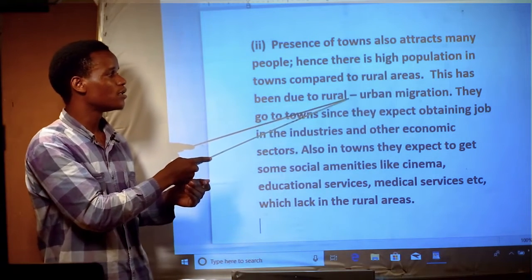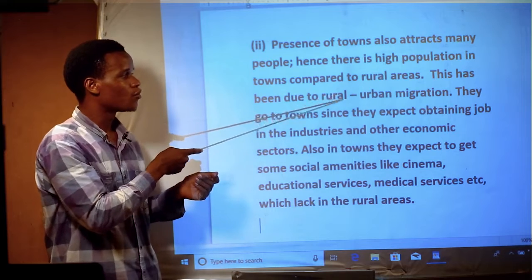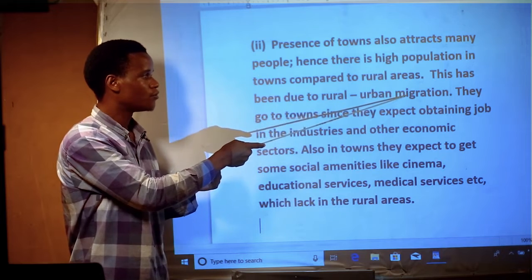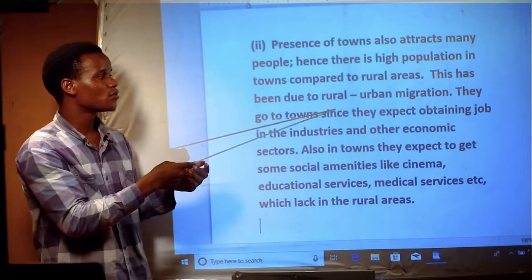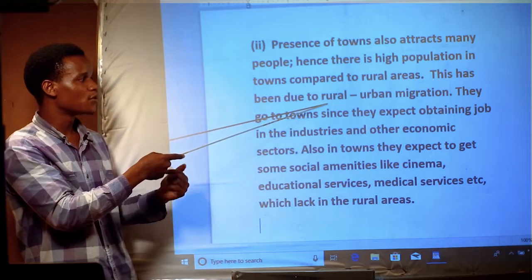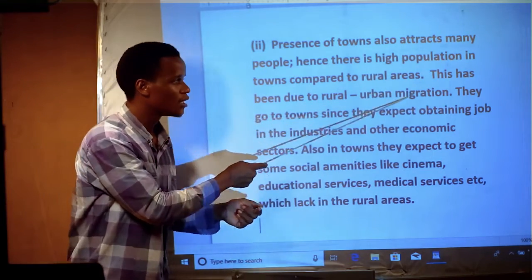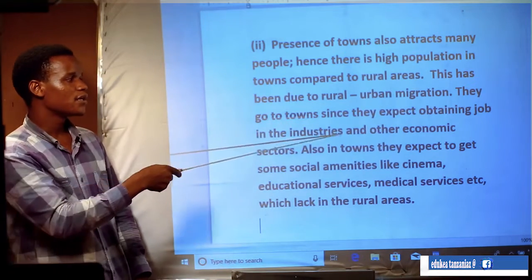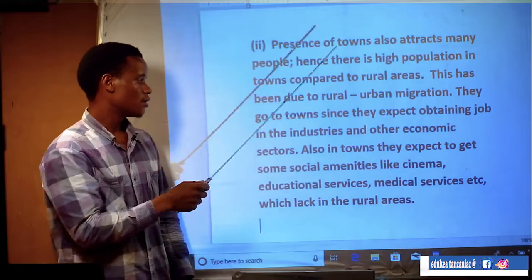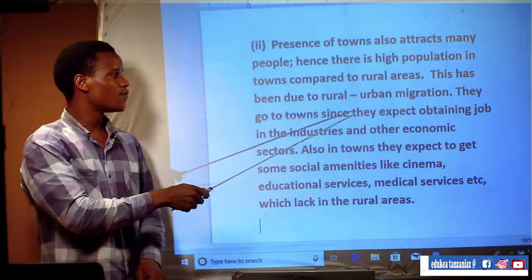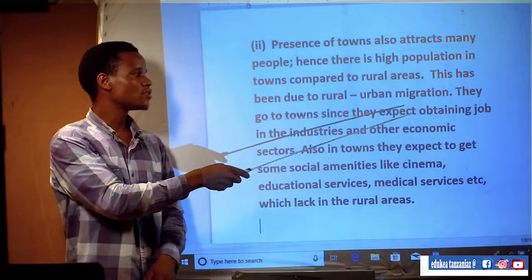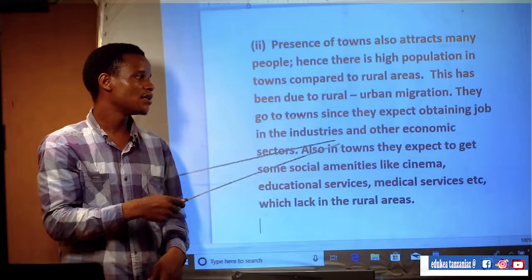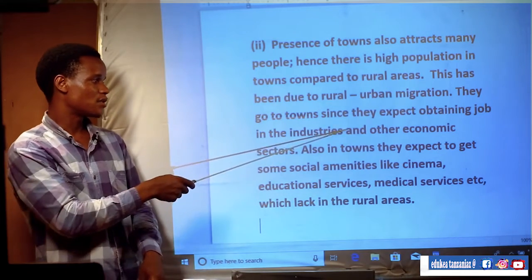So when they migrate from rural to urban, urban areas tend to have a large number of people due to the increasing number of people, while in rural areas we still have low population simply because people shift to the urban area. They go to the town since they expect to obtain jobs in industry and other economic sectors. The reason that leads those people to migrate from rural to urban is the search for jobs, for example, in industries, in trade, and so on.